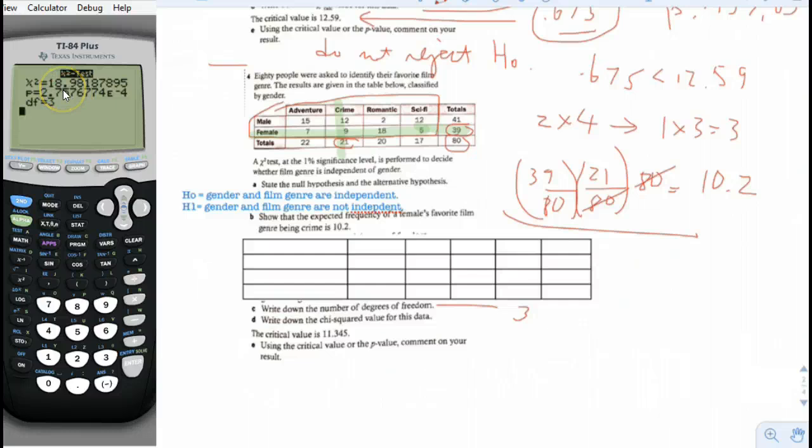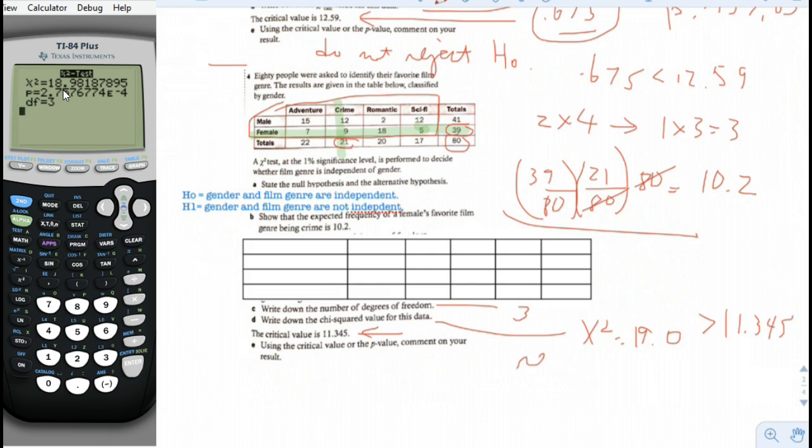And the chi-squared value is 18.98, which would be 19.0, three significant figures. Okay, chi-squared equals 19.0. And then we're going to compare that to the critical value of 11.345. It's greater. So since it's greater than 11.345, we reject.